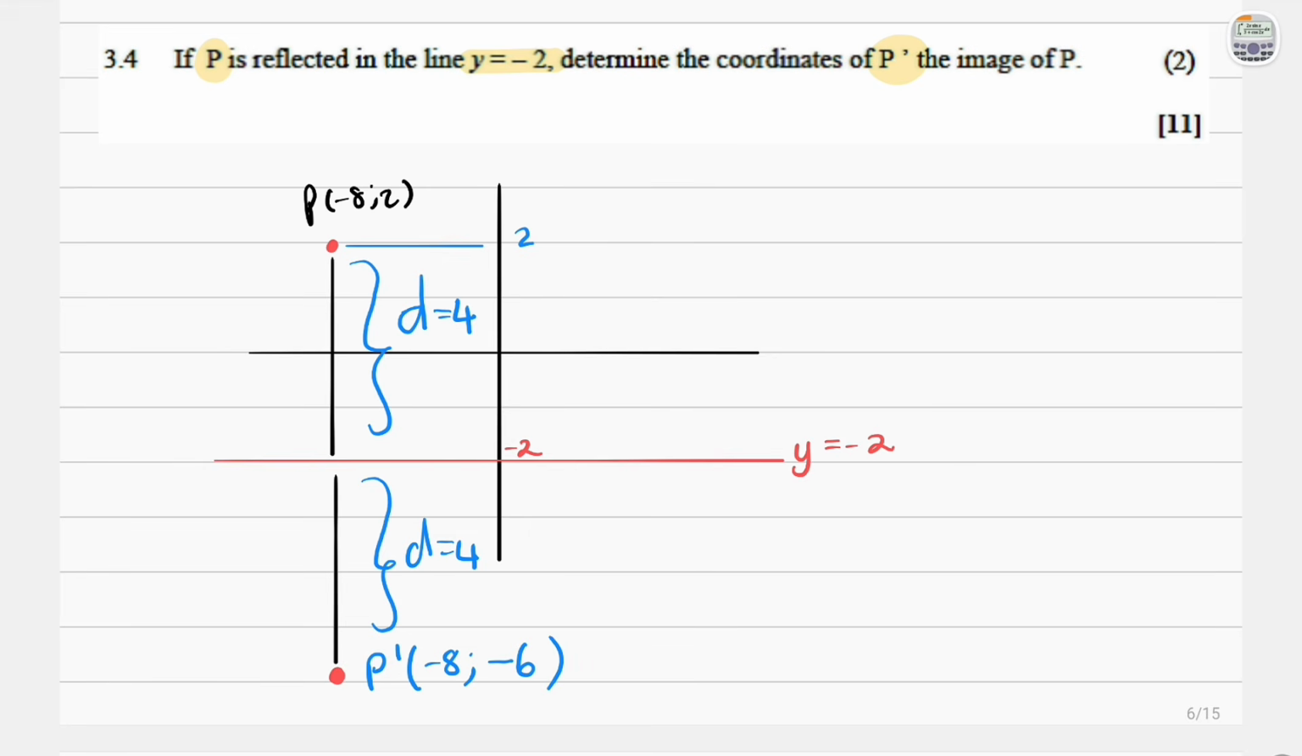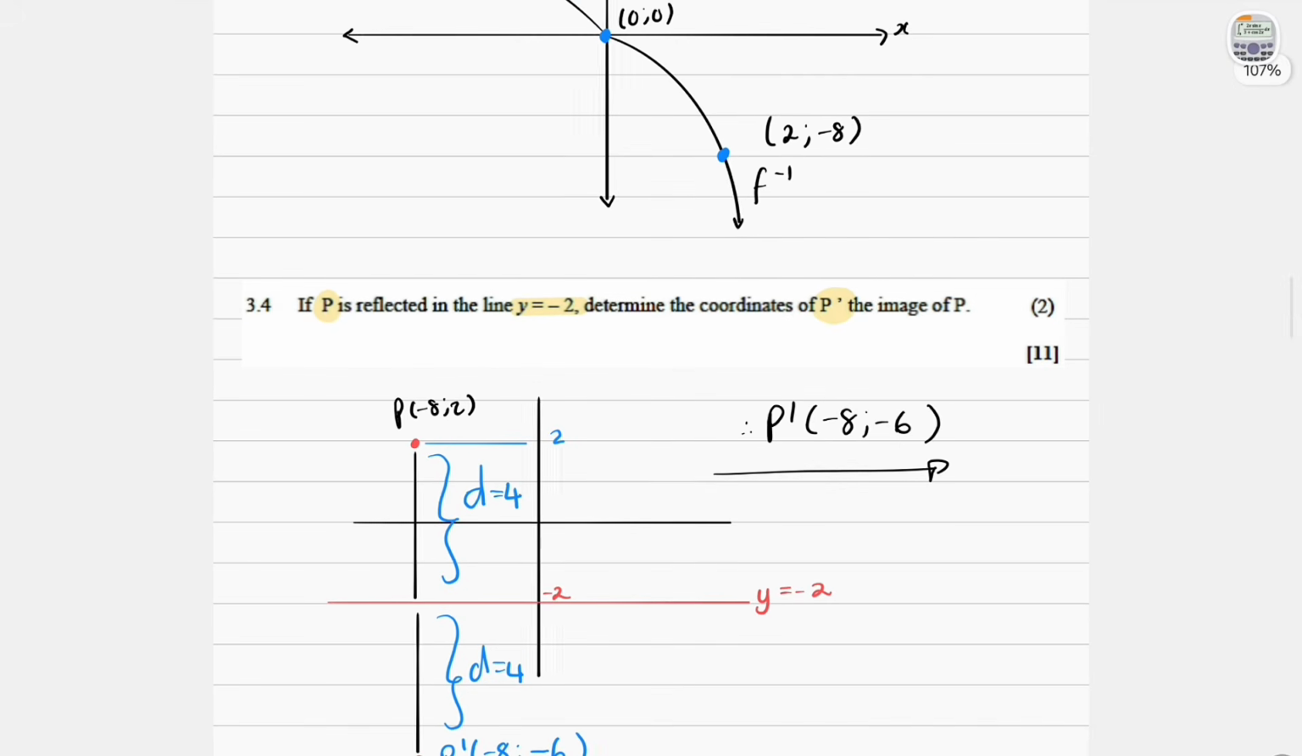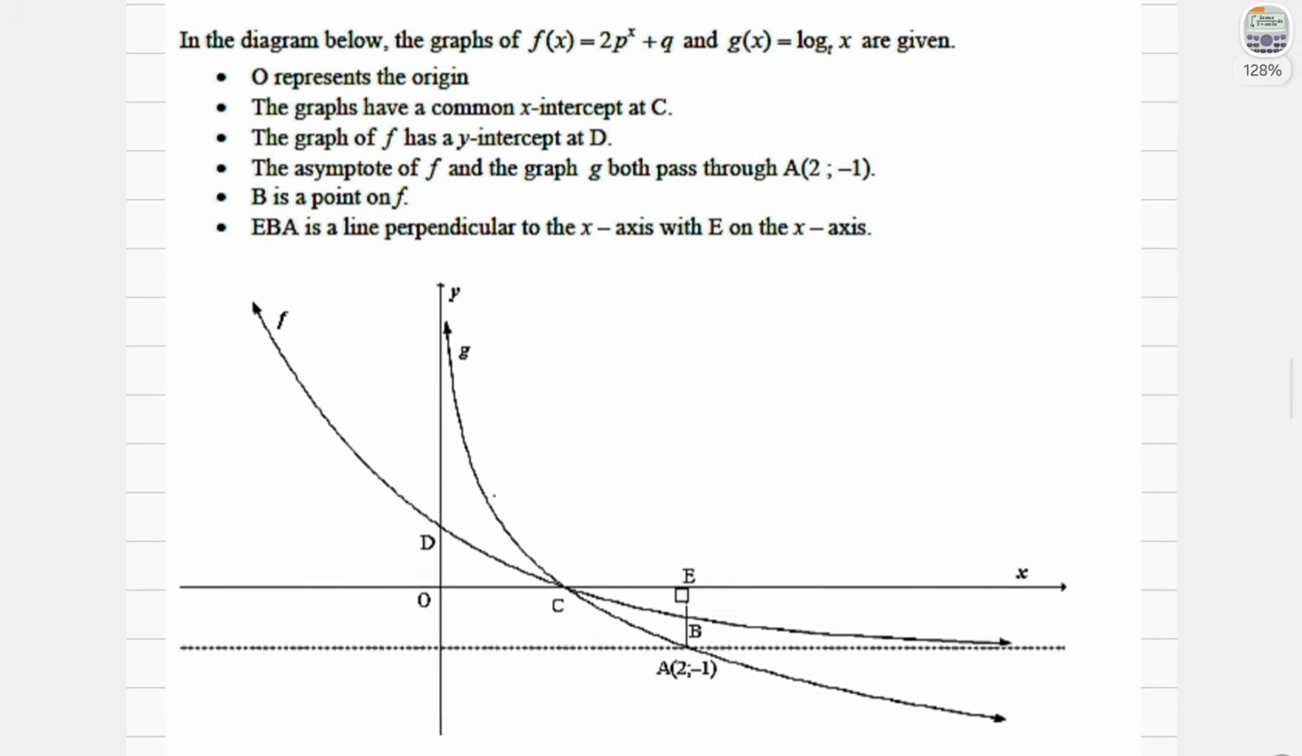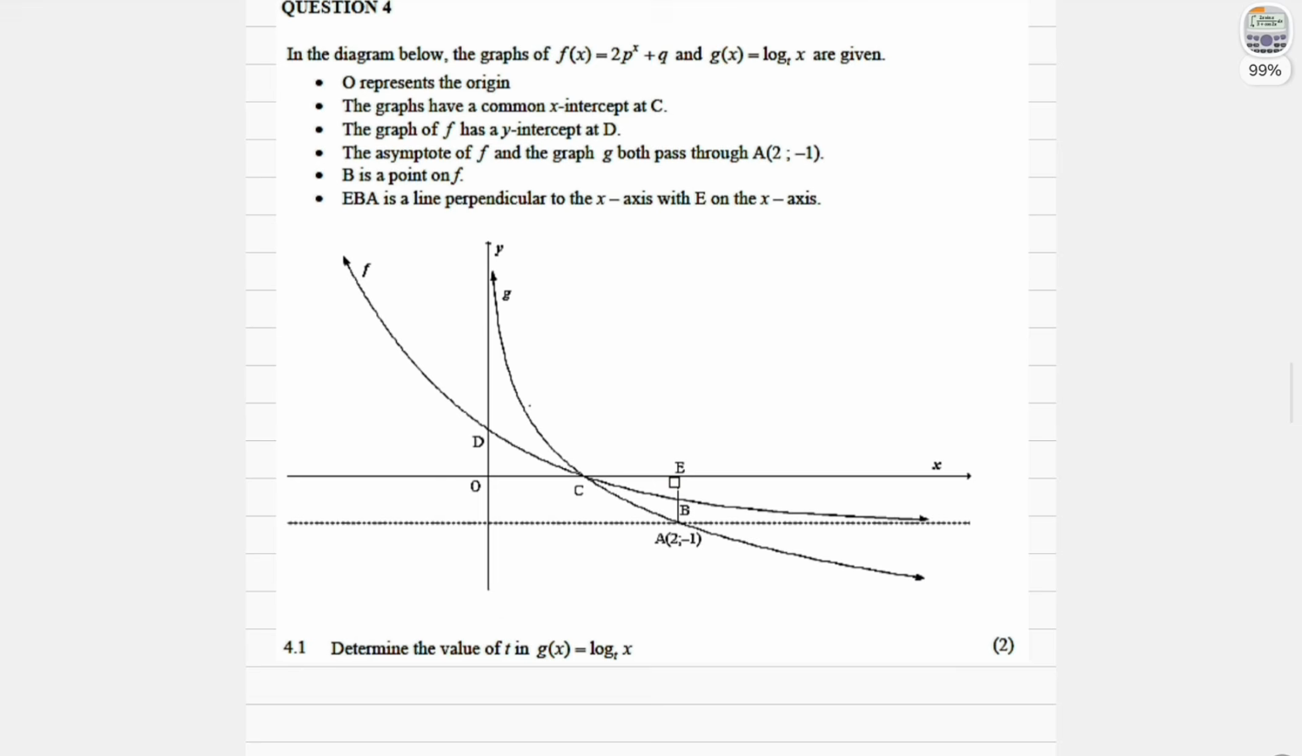That is -6, and that is our point. P prime is simply -8 and -6, and that is our answer, and that is it for question 3.